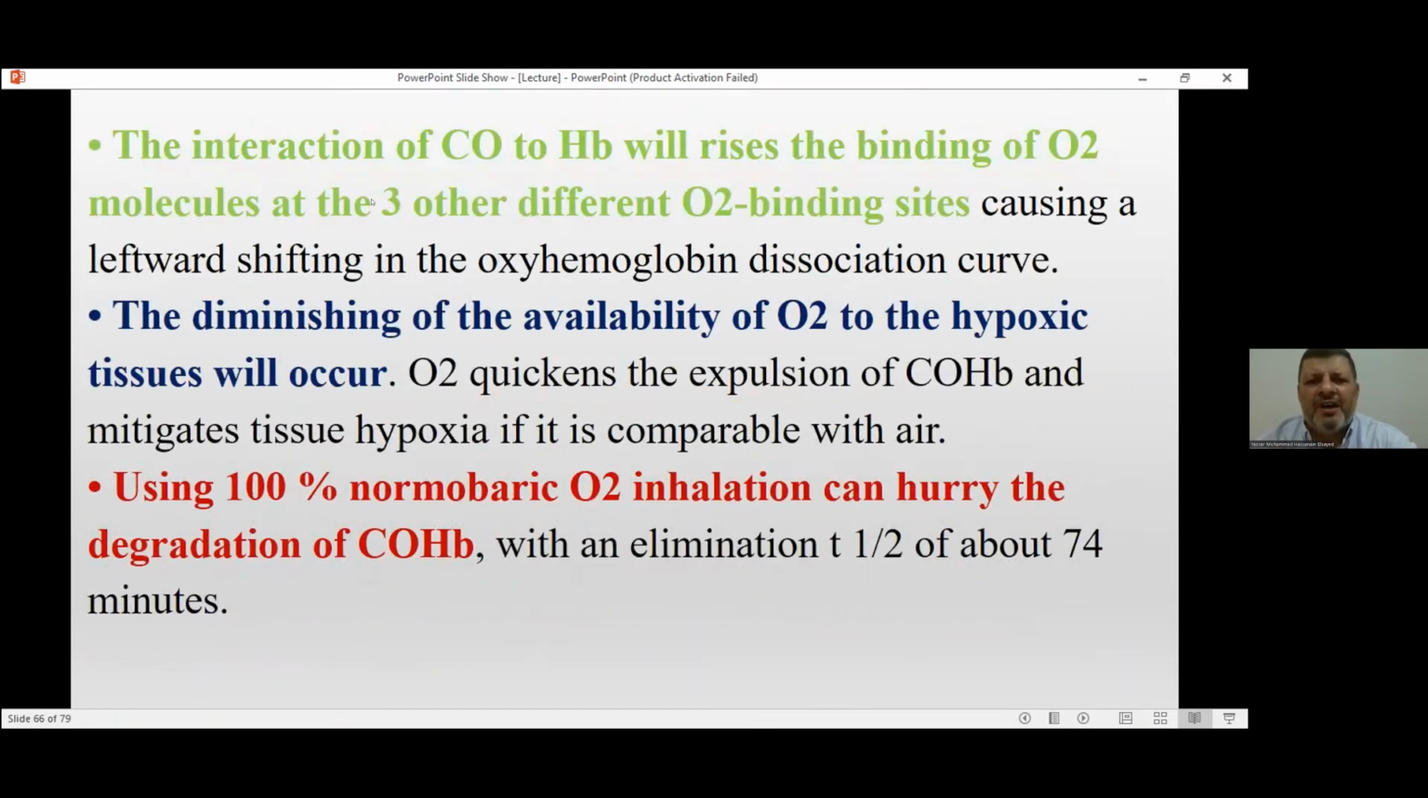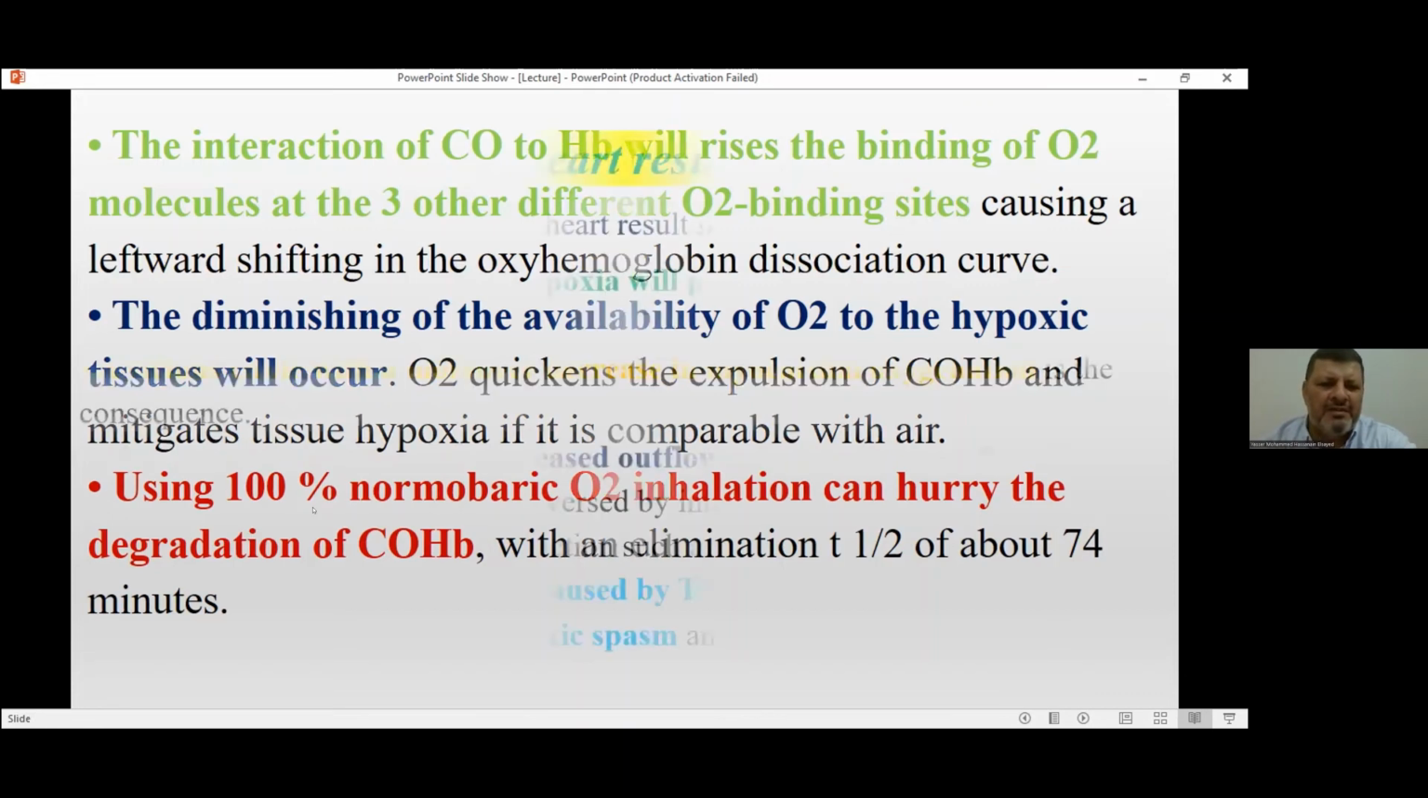The binding of carbon monoxide to hemoglobin increases the affinity of the other oxygen binding sites, causing a leftward shift of the oxygen dissociation curve and diminishing the availability of oxygen to hypoxic tissue. Using 100% normobaric oxygen inhalation can hasten the degradation of carboxyhemoglobin, with an elimination half-life of about 74 minutes.